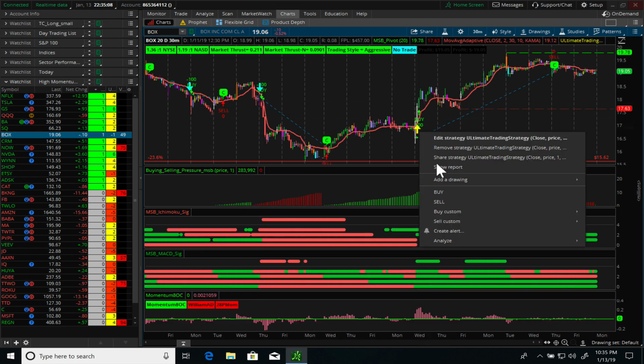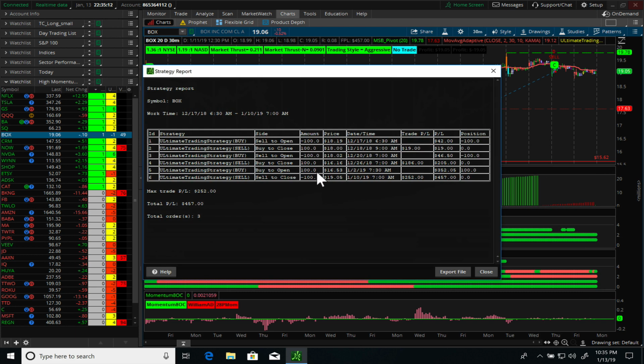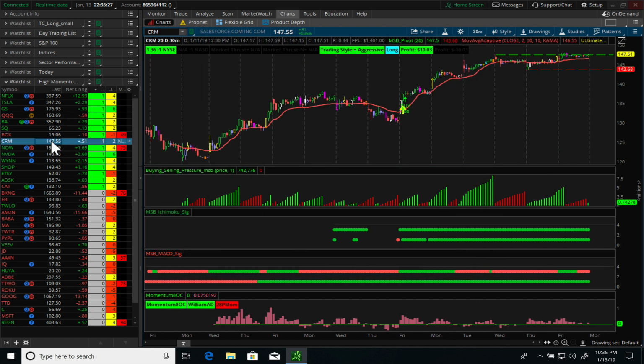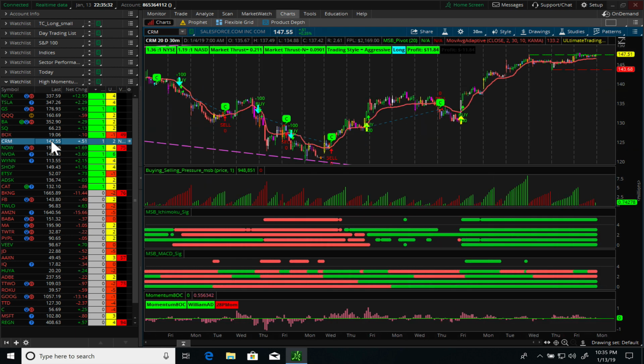You can click on any up arrow here or down arrow and click on show report. So again, you can see this is a combination of shorts as well as longs, right? So the last two positions were long and the first two were short. So this one has a profit of 457 on it. Again, roughly the same time period because this is looking at 30-minute, 20-day chart. Okay. So this is CRM.